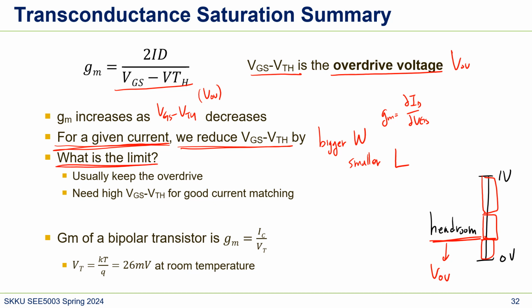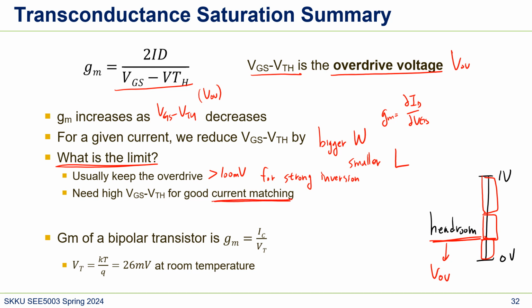But anyway, let's come back to here. What is the limit? Can we just reduce VOV as much as we want? No. We usually want to keep the overdrive over, let's say, 100 millivolts. It depends on the technology. Strong inversion is good for a MOSFET operation, and we also need high VGS minus VTH for good current matching.